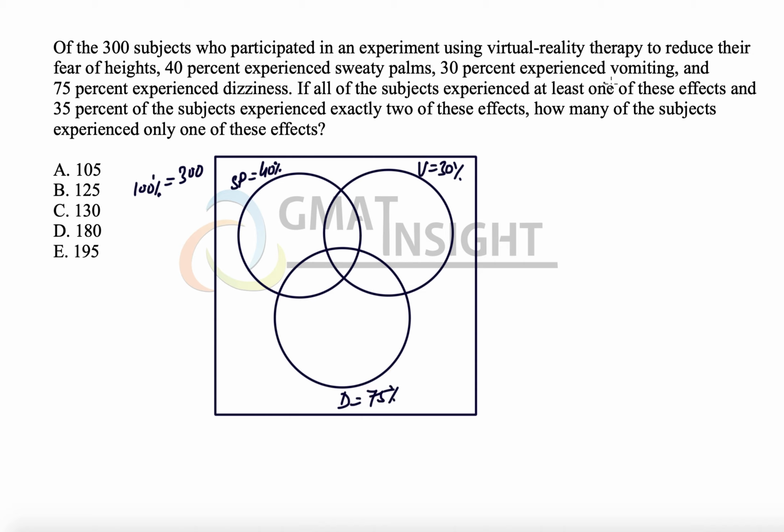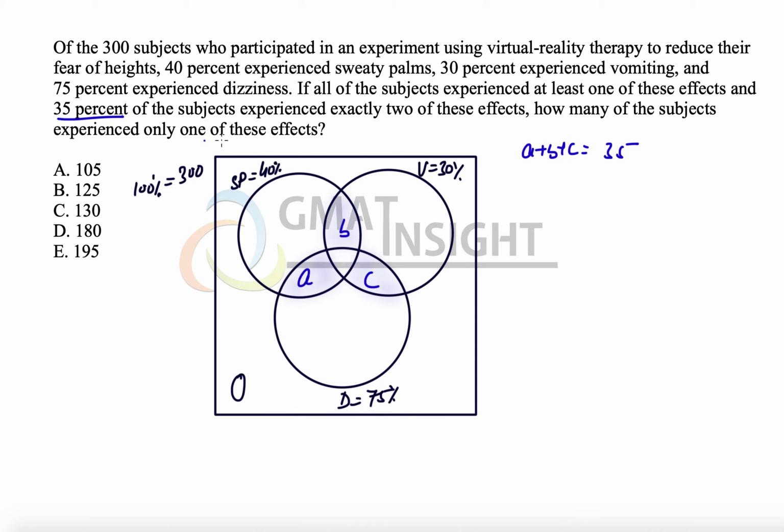If all the subjects experienced at least one of these effects, that means anything outside these three circles is 0, that means the sum of all these three circles is equal to 100. And if all the subjects experienced at least one of these effects and 35% experienced exactly two of these effects, okay, exactly two of these effects, if I mark exactly two, so when I say exactly two, please understand that B is only this shaded region, A is only this closed loop, and similarly C is also just this closed loop. So this A plus B plus C that we have been given is equal to 35%.